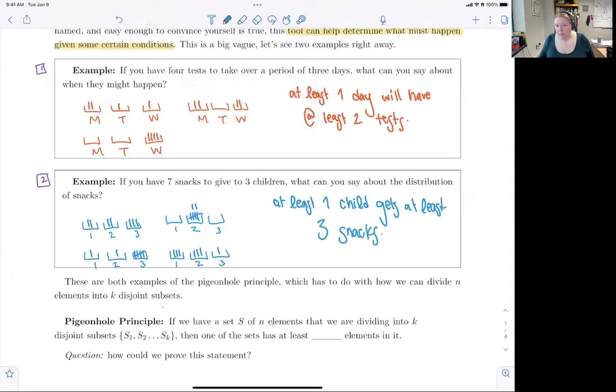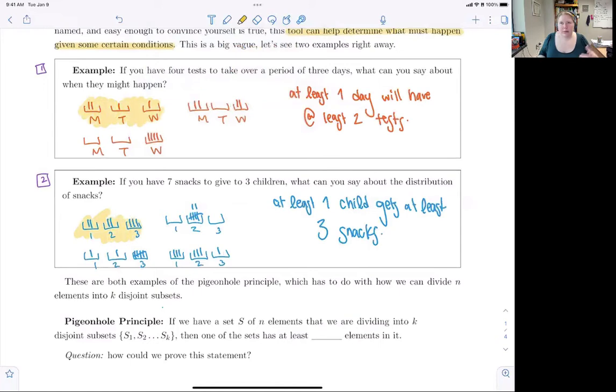Now we have to be a little bit careful here. This is a really safe statement. There might be cases where more than one child gets 3 snacks, but I can only make this statement. This is the most equitable scenario. And if we look at both this one and this one, they are the ones that help us make our statement. And that actually leads into how we can prove the pigeonhole principle.